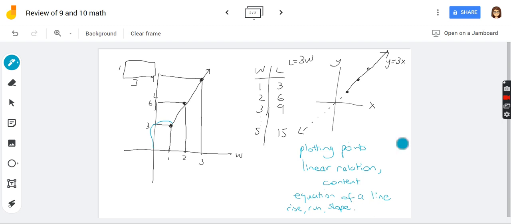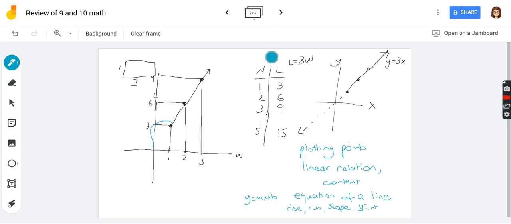And the equation of the line is y equals mx plus b. You can see the slope is 3. It's 3 over 1. There is no b, which means that the b value is 0. That's the y-intercept, and we saw that the y-intercept is 0 because when the width is 0, the length will also be 0. Okay, and vice versa. So rise, run, slope, and y-intercept, and equation of the line is y equals mx plus b.